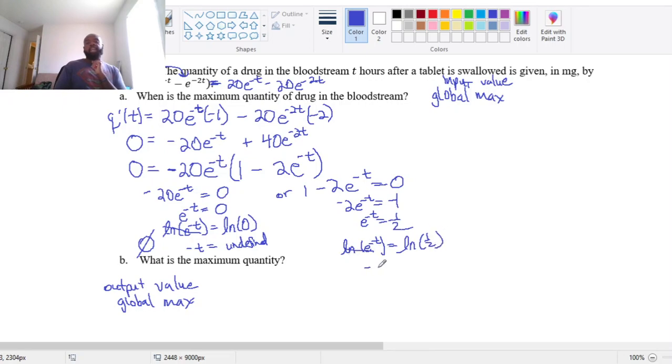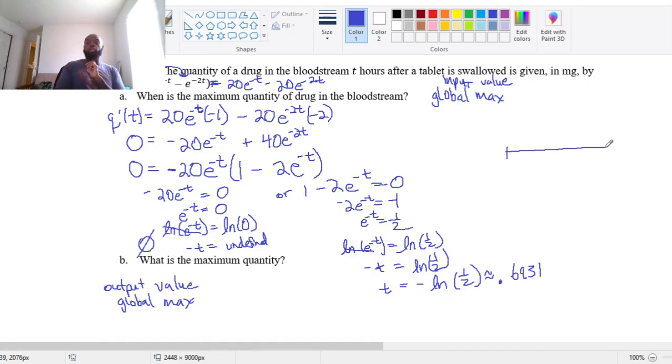The natural log and e cancel. That would be negative t equals the natural log of 1/2, which means if we divide both sides by negative 1, or multiply both sides by negative 1, we get t equals negative natural log of 1/2, which is approximately 0.6931. So our only critical point is 0.6931. We want to make sure that that is a max.